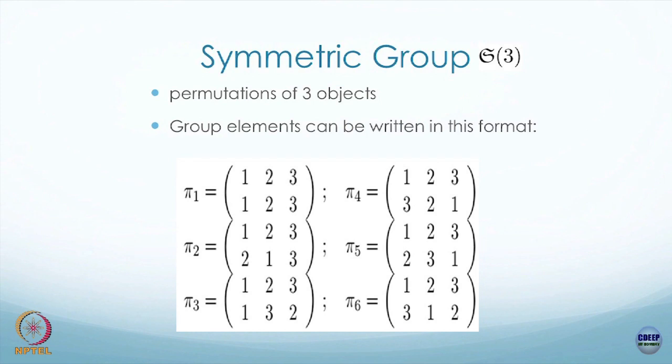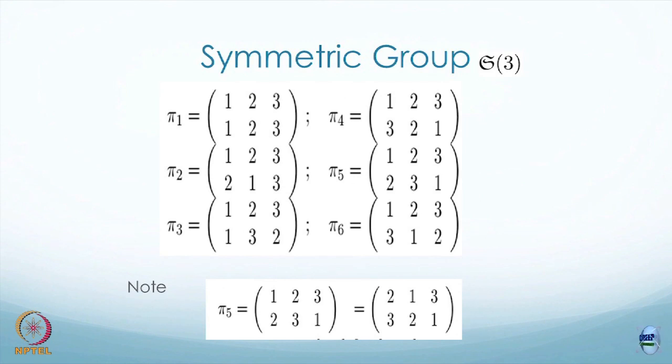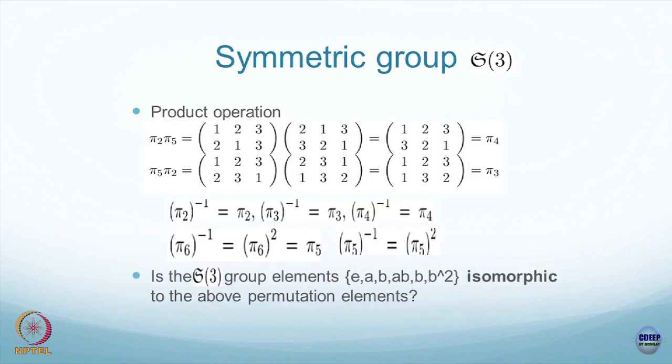Group elements can be written in this format, which we have seen, right. One format is of this type, and then we also could see that if you interchange columns, the element is the same. You do not get a new element. Everybody is with me?